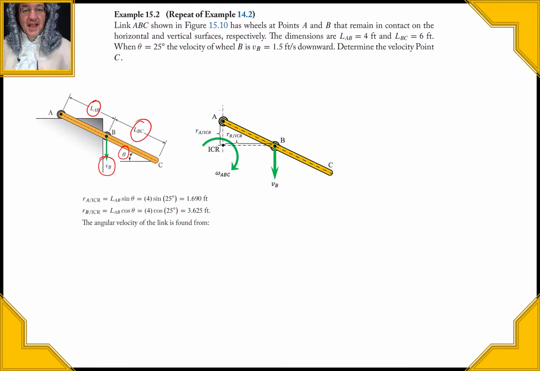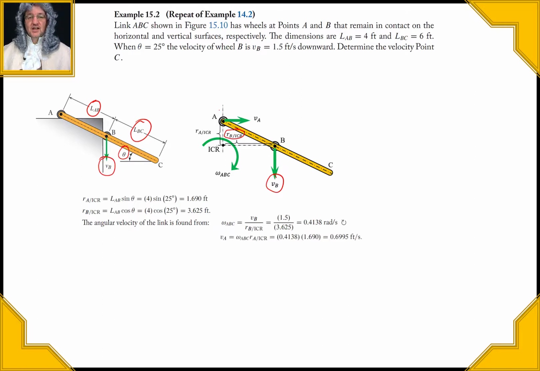And so now you can find the angular velocity just by taking the known velocity of B and dividing by the RB with respect to ICR, and now you get 4.138 radians per second, which is what we found in the previous class. And if we wanted to know the velocity of A, which wasn't asked for, so we didn't necessarily need to know it, we take the angular velocity and multiply it by RA with respect to ICR. So we get 0.6995 feet per second, which is what we got before.